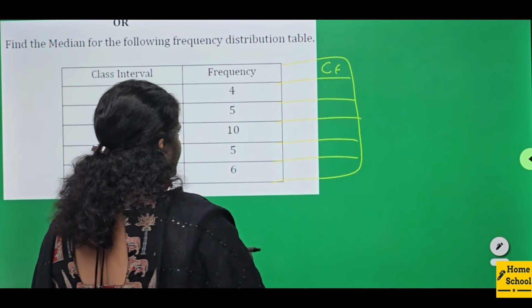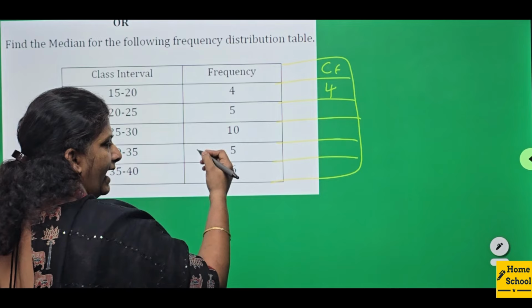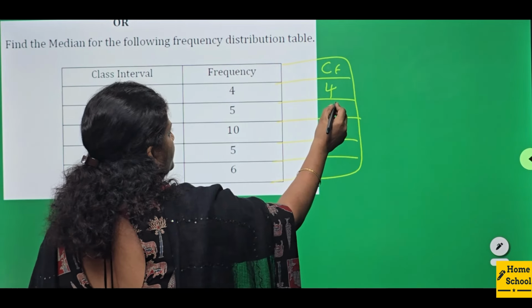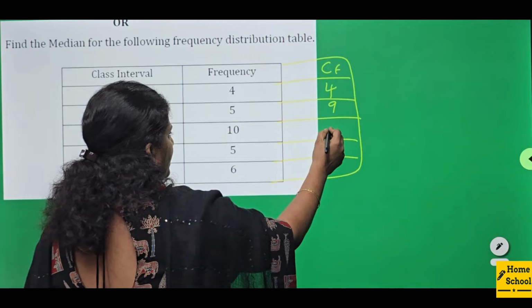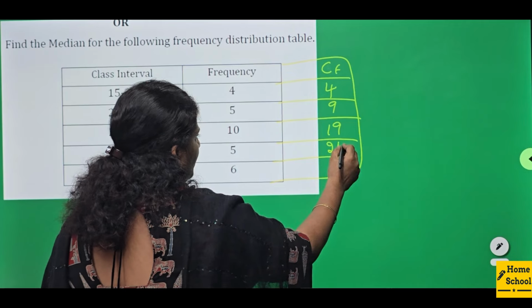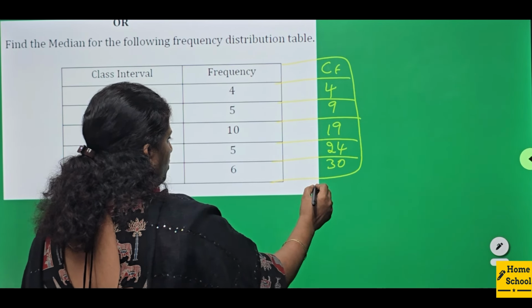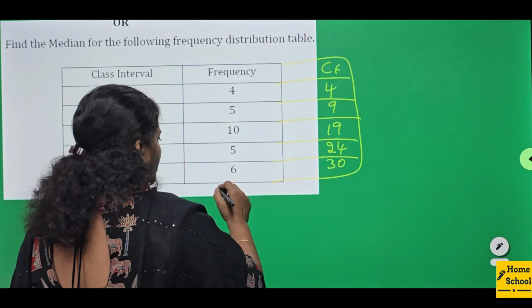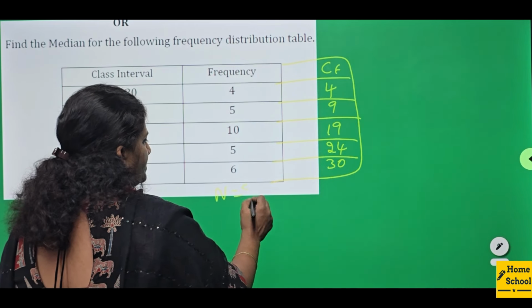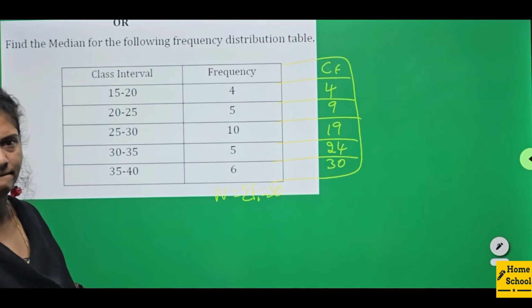Cumulative frequency. Write the frequency 4 and go on adding the frequency. 4 plus 5 will be 9. 9 plus 10 will be 19. 19 plus 5 will be 24. 24 plus 6 will be 30. So, if you want, you can write here n is equal to summation fi is equal to 30.